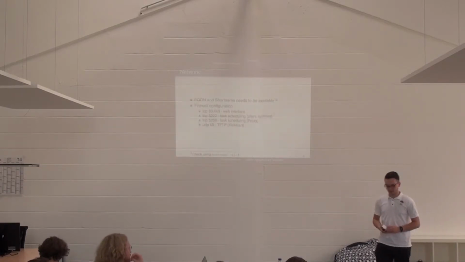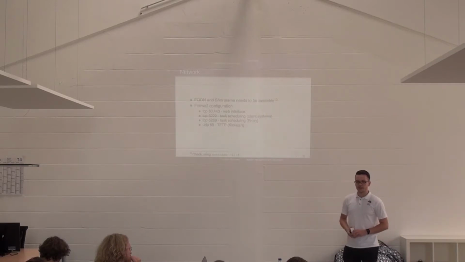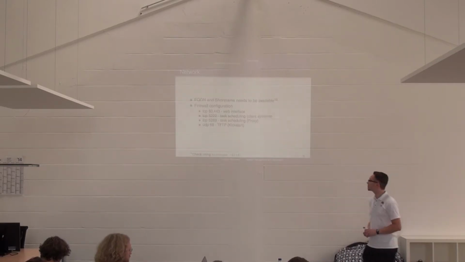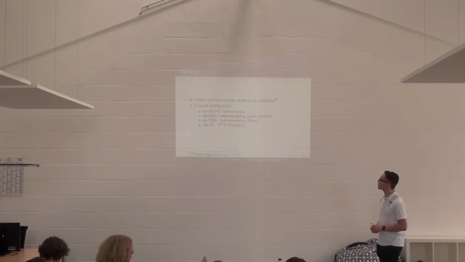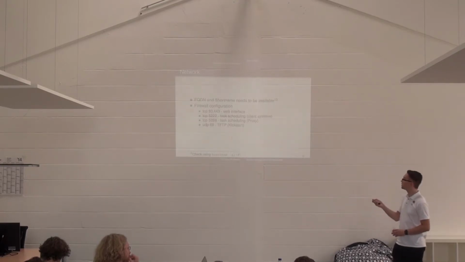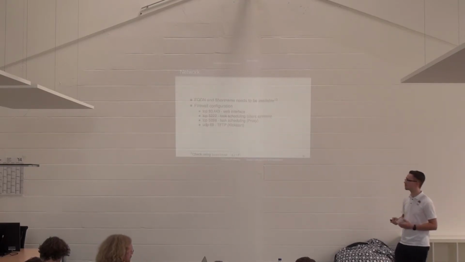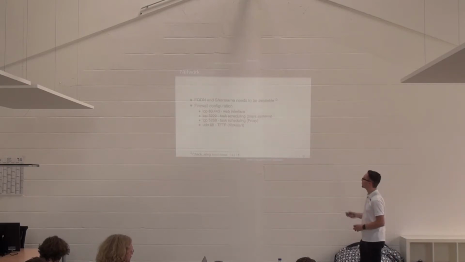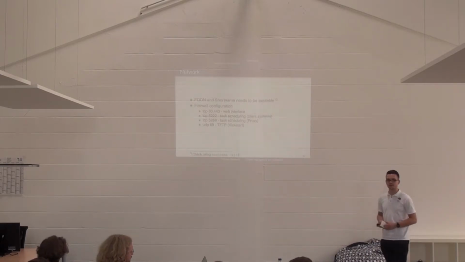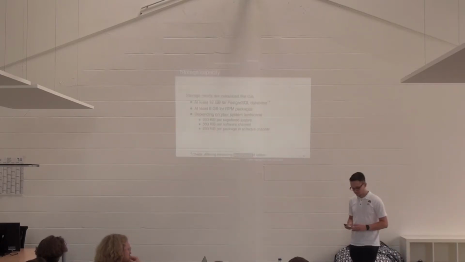And the FQDN and the short name need to be available because Spacewalk uses FQDNs. And you also need to open some ports in the firewall. So for example, for the web interface, you need TCP 80 and 443, which is common. And if you want to push actions to client systems, you need to open TCP 5222. And if you want to kickstart the systems, you also need to open UDP 69.